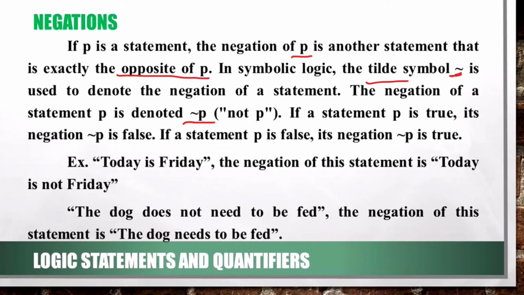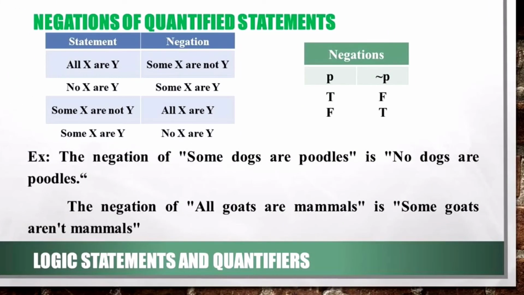So, the word not was added. Another example, the dog does not need to be fed. The negation of this statement is the dog needs to be fed. If you notice here, the first statement is false, and the second one is true: the dog needs to be fed. So, they are always opposites. They cannot both be true at the same time, and they also cannot both be false. So, as a shortcut, negations of quantified statements.